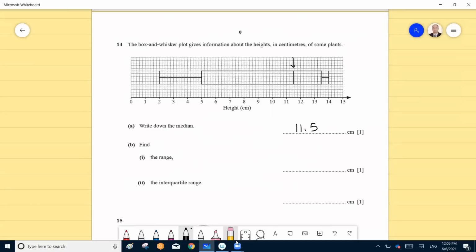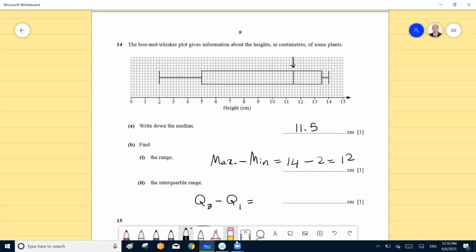Find the range. The range is the maximum value minus the minimum value. The maximum point is 14, minus the minimum value here, which is 2. The answer is 12. The interquartile range is Q3, the upper quartile, minus the lower quartile.